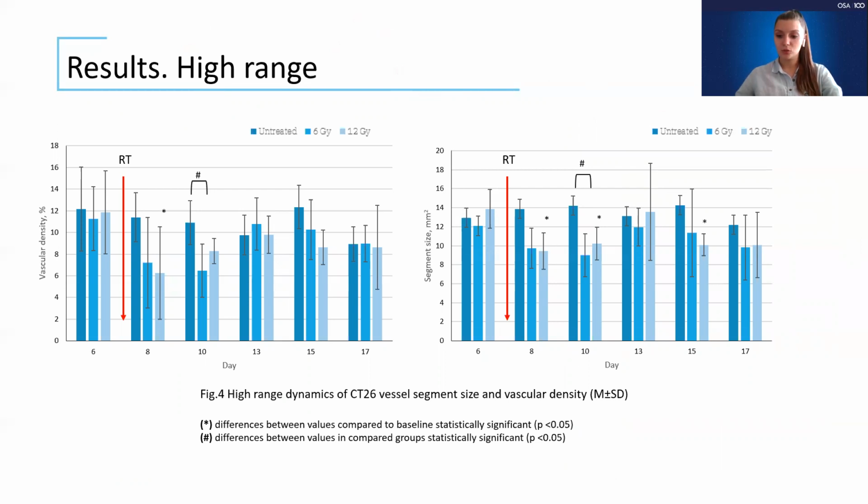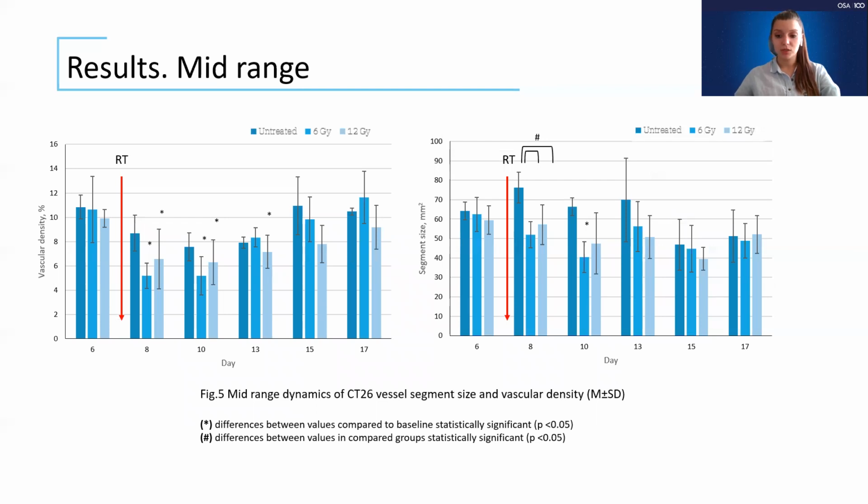The 6 gray treated group showed differences in vascular density and segment size values with the untreated group on the 10th day. Vascular density values of the 12 gray treated group decreased after radiation, while segment size values demonstrated a decrease until the 15th day of the experiment. This fact may indicate the effects of radiotherapy on the tumor vasculature, specifically the injury of the irradiated vessels. Vessel amount restores on the 10th day, but the size and shape changes persisted until the 15th day of the experiment.